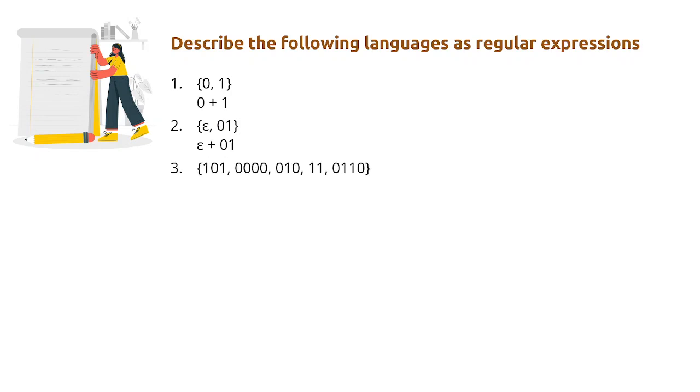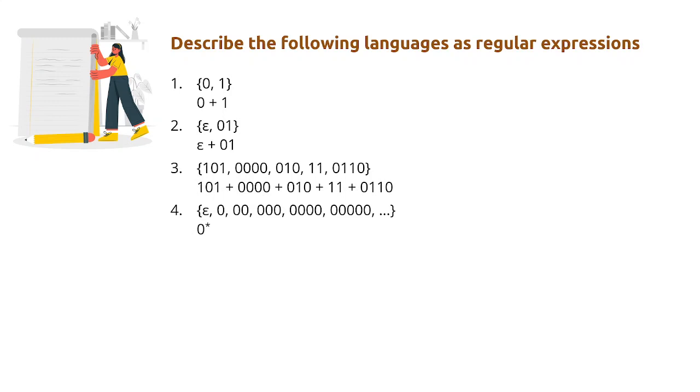What if our language is 101, 0000, 010, 11, and 0110? Therefore, our regular expression for that is the union of those strings. Next, you can notice a pattern, right? We have an empty string, and we also have a zero repeating infinitely. As you can remember, it denotes the closure. So the closure is 0 star.